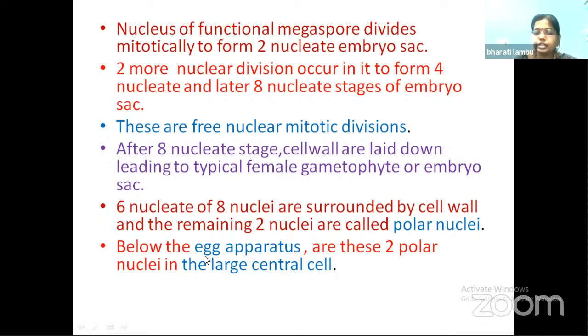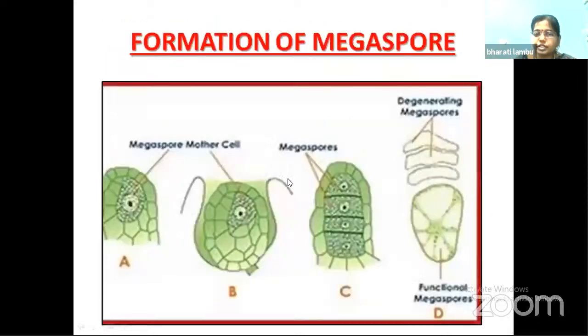Below the egg apparatus, these 2 polar nuclei are present in the large central cell. The central cell is present in the center of the embryo sac and that central cell will have these 2 polar nuclei. We'll see the structure, and at that time you can understand better.